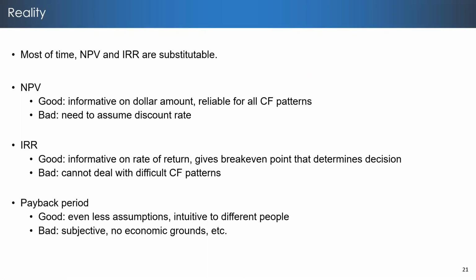For the net present value rule, it is very informative on the total dollar amount for each project, and the calculation is also very reliable no matter what the cash flow pattern is. You have negative, you have positive, that's also fine. We just discount it to the present and sum it all up. But the bad thing about net present value is that you always need to have an assumption on the discount rate, and sometimes the error in your estimate of the discount rate can largely influence the outcome of your net present value.